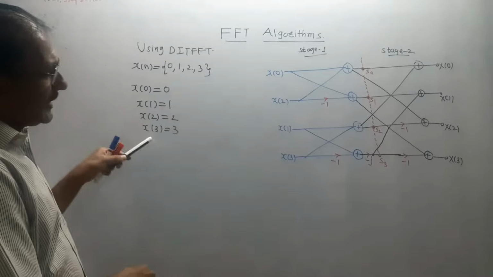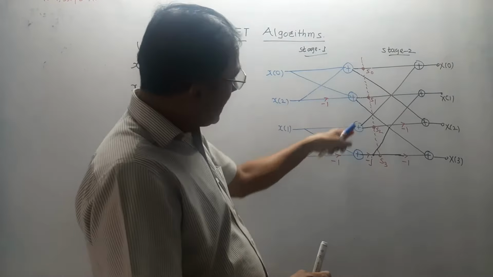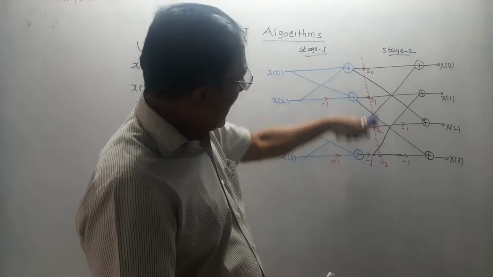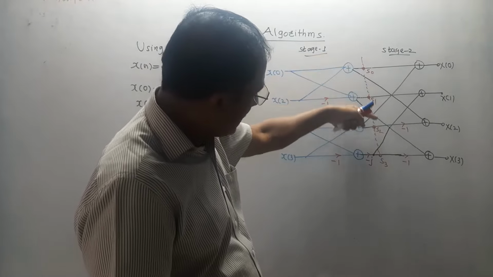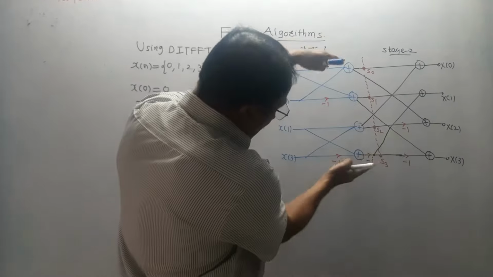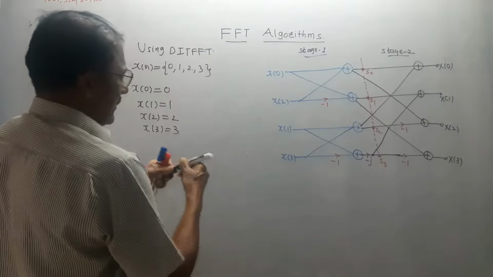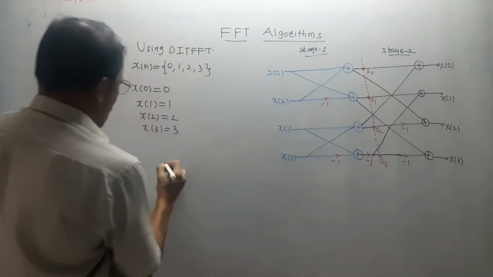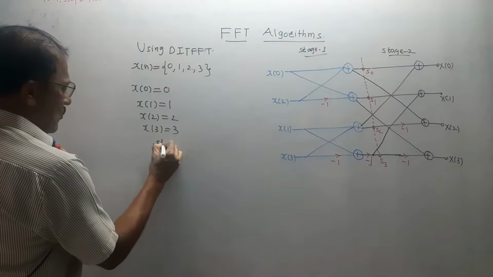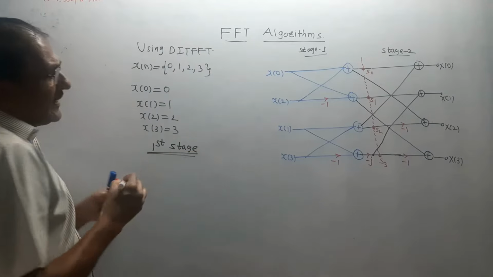Consider the present numerical. How to do it? As I said, these are only cross connections. The output of stage 1, I have written as S0, S1, S2, S3. As I mentioned, if you draw this diagram, you are in a position to solve any numerical. Now, how to do it? First I will do the calculation of the first stage. Everything is related to the diagram only.